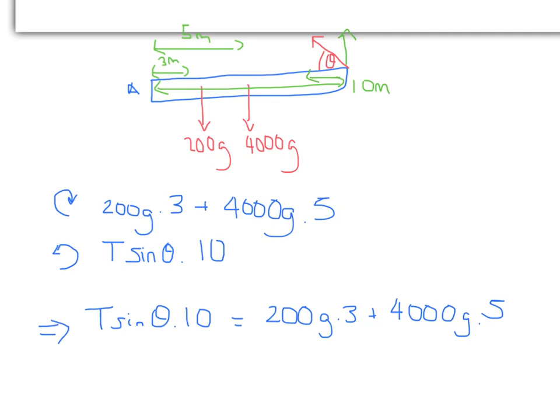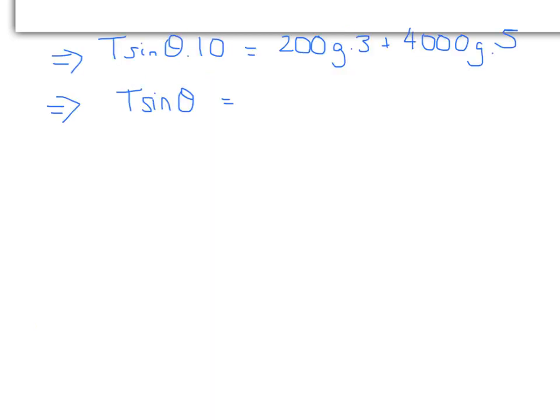So let's do some simplification before we move on anywhere here. So we want to get to this T sine theta expression, so if we multiply out this first term, we'd get 600g, cancel the 10, leaves you with 60g, and on the second term here, 4,000 times 5 would give you 20,000, cancel the 10, gives you 2,000g, which is going to be equal to 2,060g.